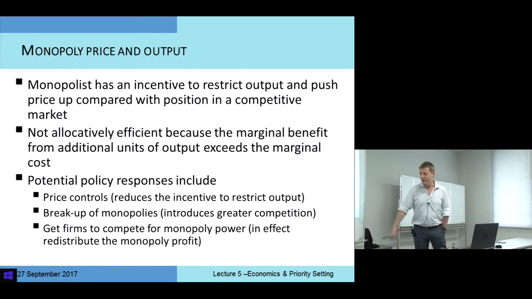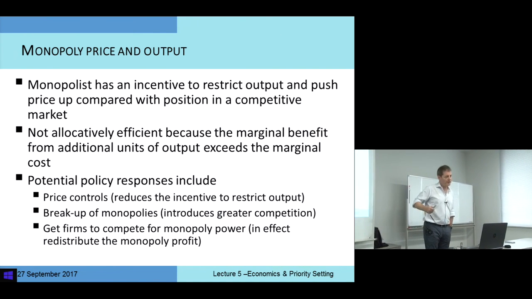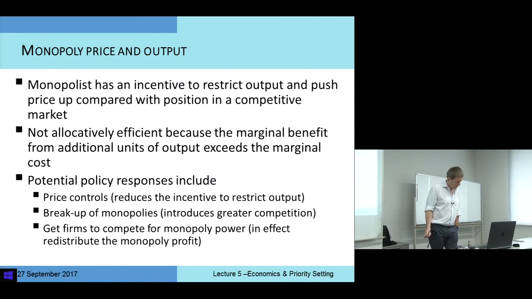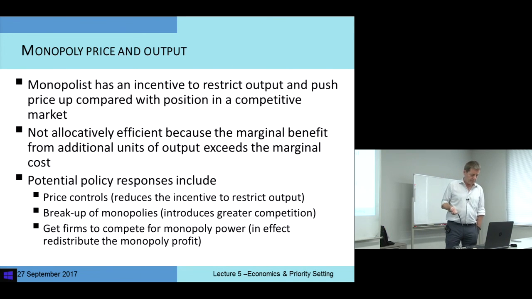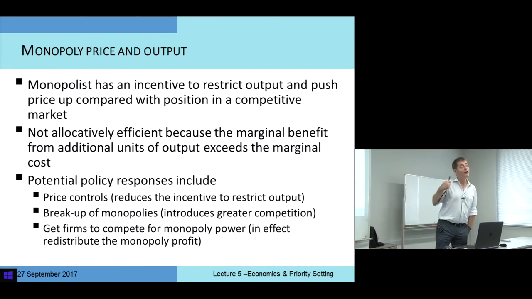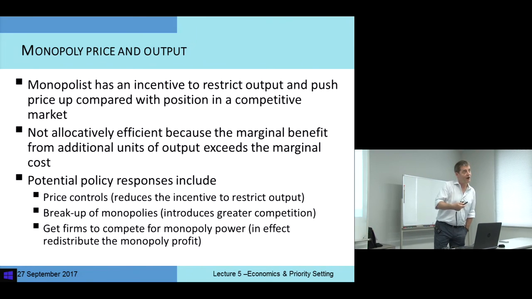There's various things we can do. Sometimes we introduce price control, sometimes we break up monopolists. Sometimes we sell people the right to be a monopolist. And that's a way of trying to capture back some of the benefit.